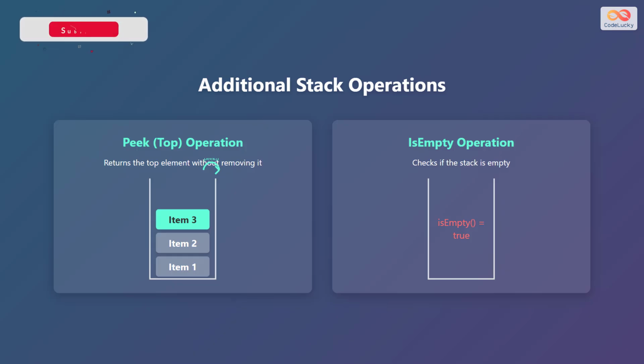Let's move on to the additional stack operations. We have the peek, also known as top operation. The peek operation returns the top element without removing it from the stack. The second operation is the IsEmpty operation. The IsEmpty operation checks if the stack is empty or not. It returns true if the stack is empty, otherwise it returns false.